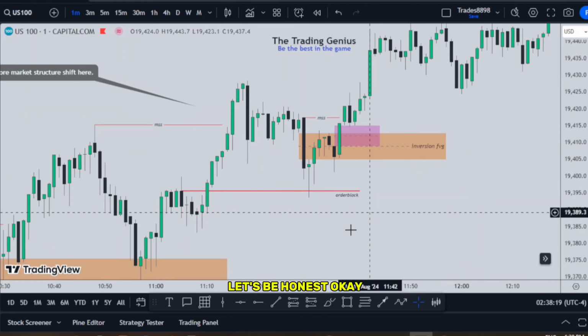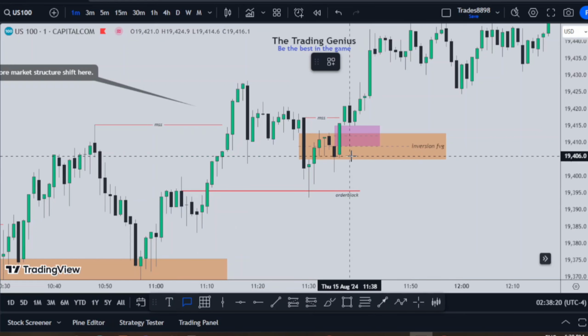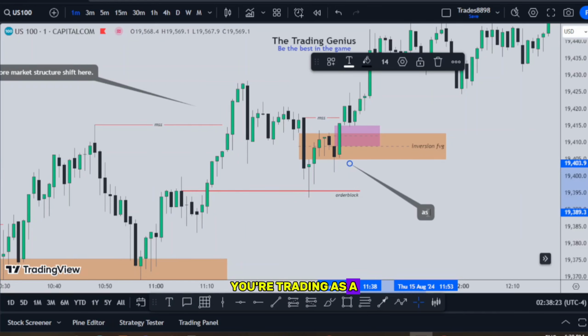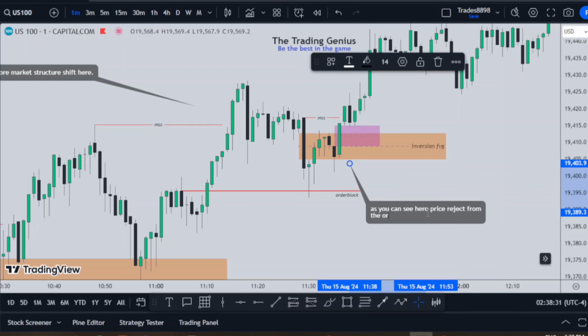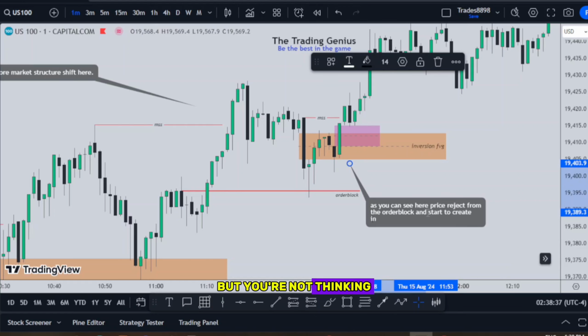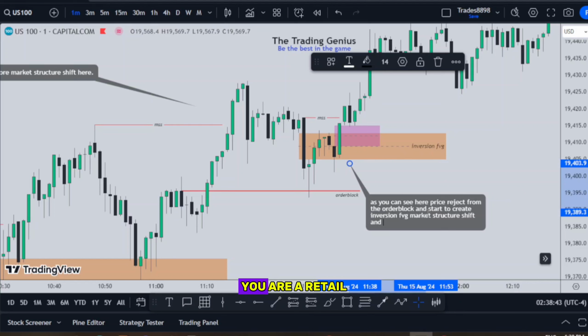now let's be honest, okay? You're trading as a retail trader, but I'm training you to think unlike a retail trader. You have to trade as a retail trader in a retail brokerage account, but you're not thinking like every retail trader is. So you're thinking like smart money. You are a retail trader, but you're not thinking like a retail trader.